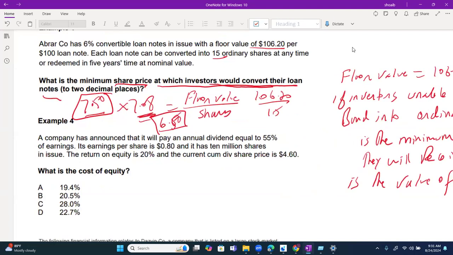A company has announced that it will pay an annual dividend equal to 55% of the earnings. Earnings per share is 0.8 and it has 10 million shares. Return on equity is 20%. Current cum dividend share price is 4.6. So take 55% of 0.8. 0.44 is the dividend. Cum dividend market value 4.16.